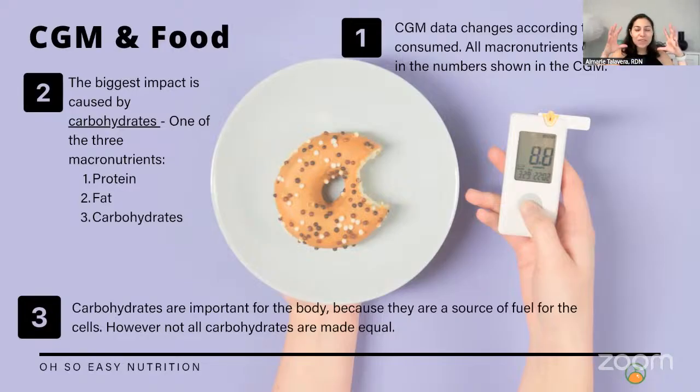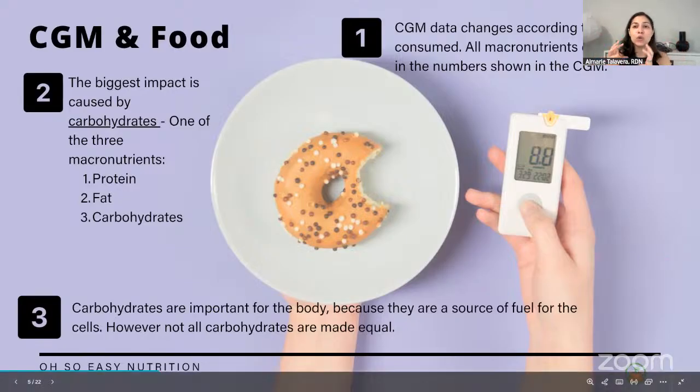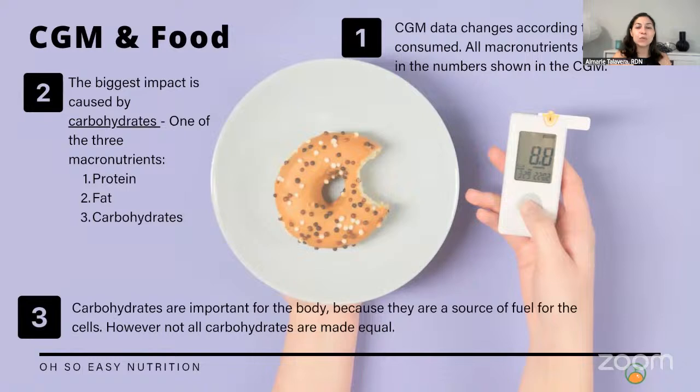Carbohydrates, at the end of this really large molecule that we see, have a glucose molecule, and this is what we're monitoring. So anytime you consume a carbohydrate, which we will be defining very soon, you're going to see an even bigger spike in your glucose levels. Carbohydrates are very important for the body. They are a source of fuel. They allow you to think and to generate energy in all the cells through ATP. But not all carbs are made equal.